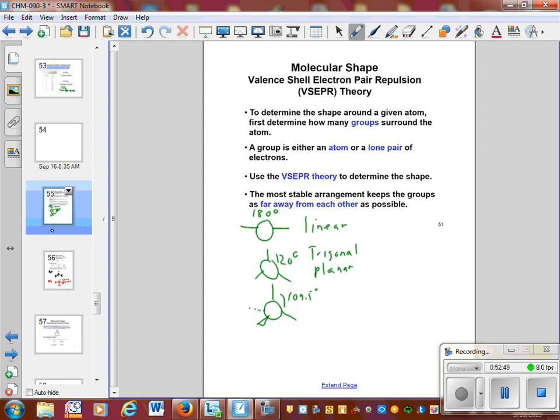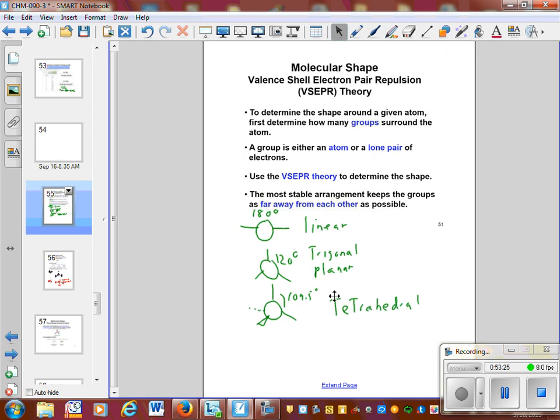So, there's a description for this. Prefix for 4 is tetra. And each side is called a hedron. So this is tetrahedral. Okay. Anything complicated about what I did? There's the VSEPR theory in a nutshell.